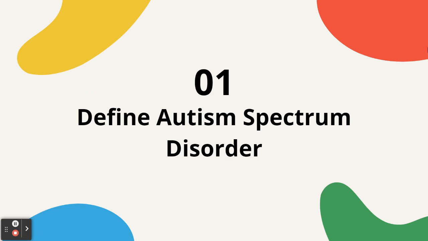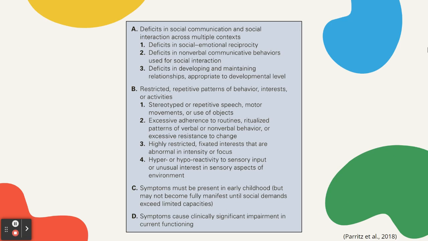Now, let's begin with defining autism spectrum disorder. Here is the diagnostic criteria for autism spectrum disorder according to the DSM-5. Now, there are many words on the screen, and it is a lot to take in, so I will break it down for you. First, someone needs deficits in all three areas of social communication and interaction, which is the section that I boxed in red for you.